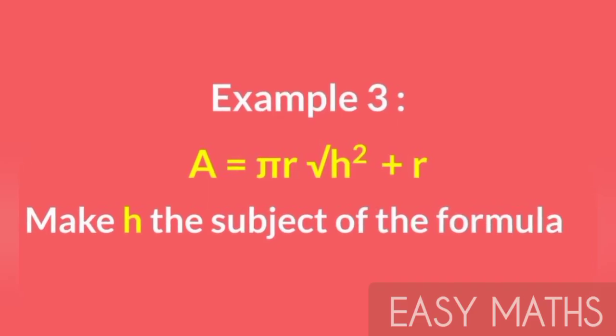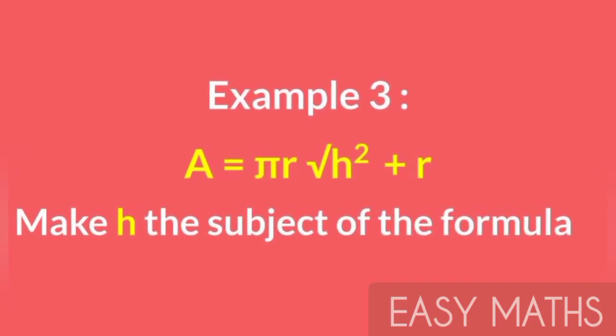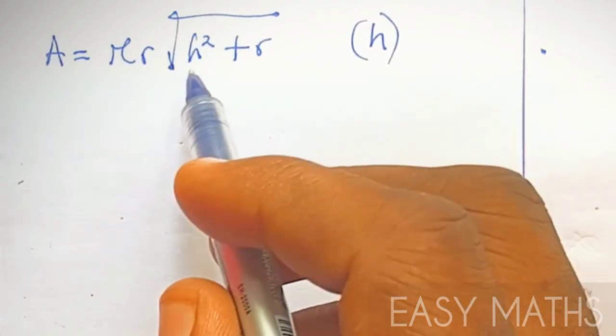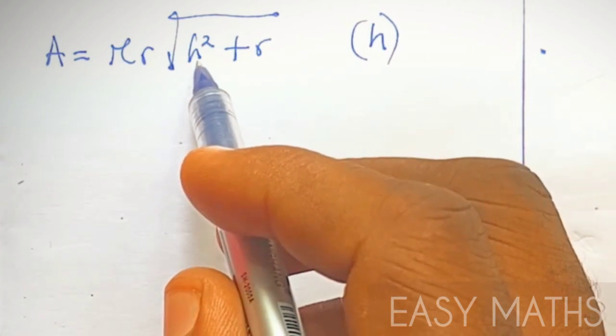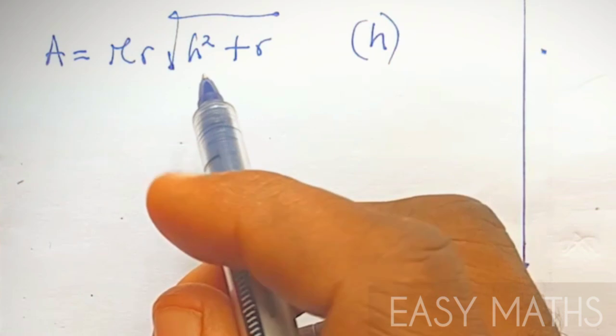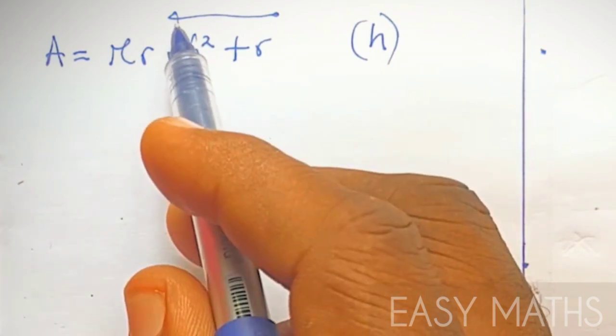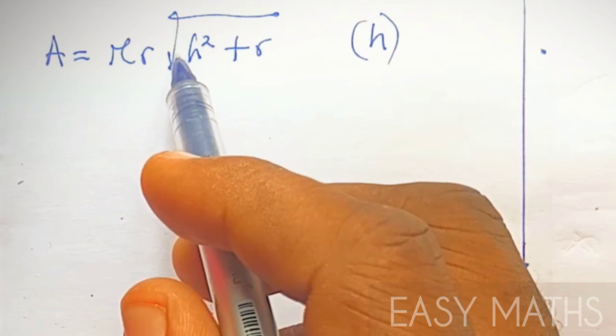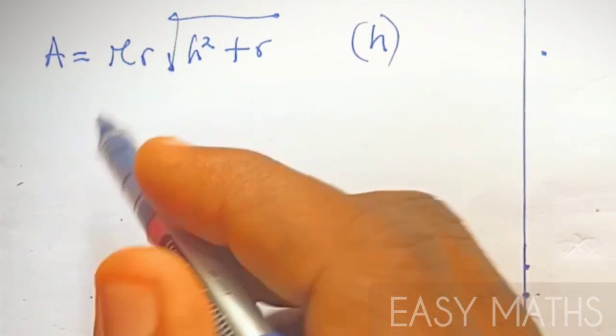Example 3: a equals pi r square root of h squared plus r. Let's make h the subject of the formula. Let's look at this more complex equation. We want to make h the subject of formula. Okay, so we begin by working on the square root. The inverse operation of square root is square, so we're going to square both sides.